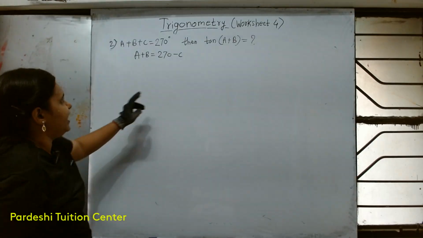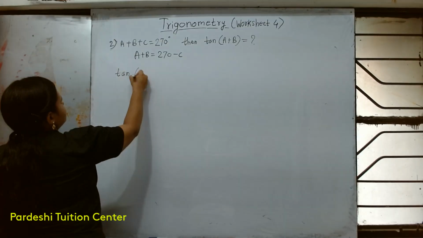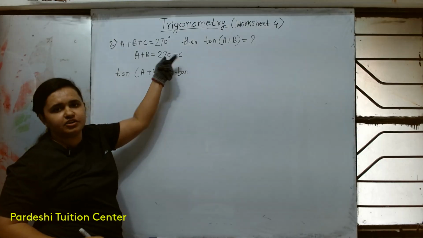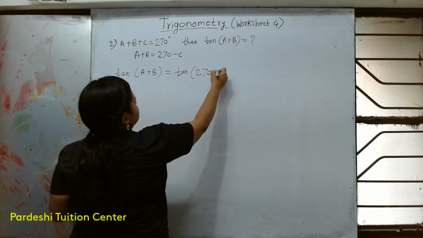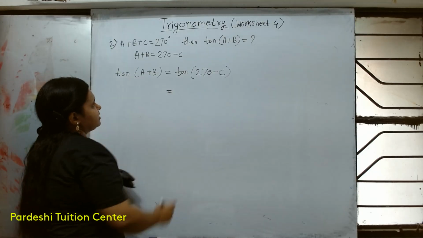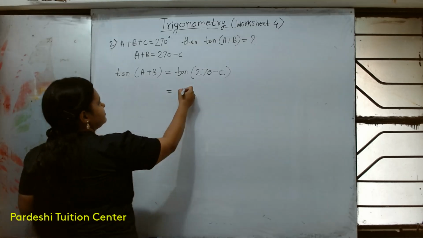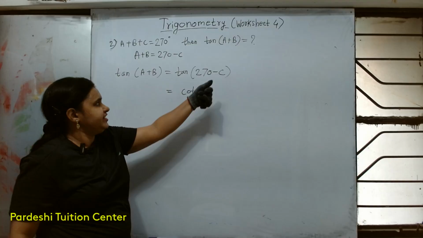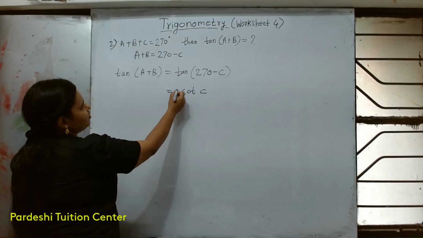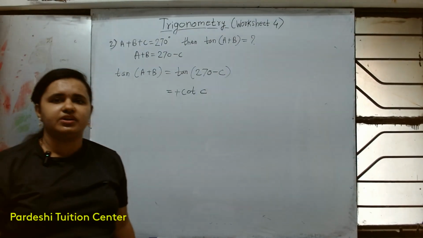So I can put the value of a plus b in tan of (a plus b). Tan of (a plus b) equals tan of (270 minus c). Now 270 is an odd multiple of 90, so tan will change to cot, it will be cot c. And 270 minus c is in the third quadrant, where tan is positive, so it will be positive. So tan of (a plus b) is cot c. The option is the second one, cot c.